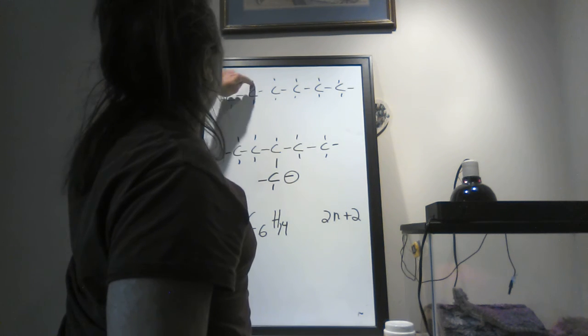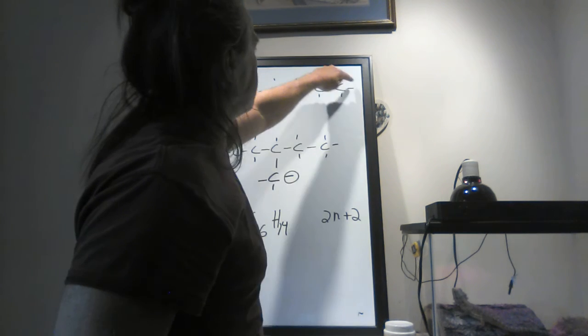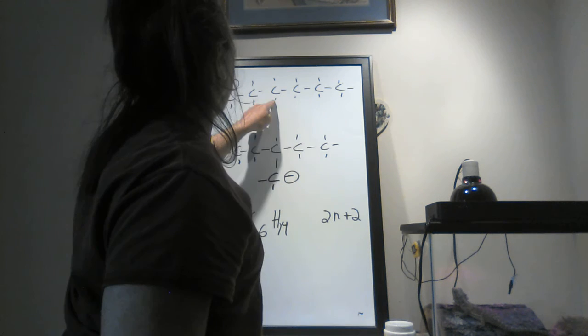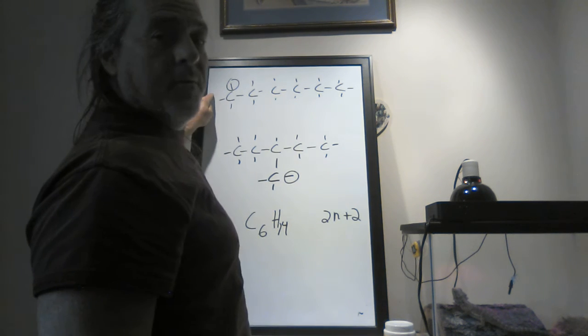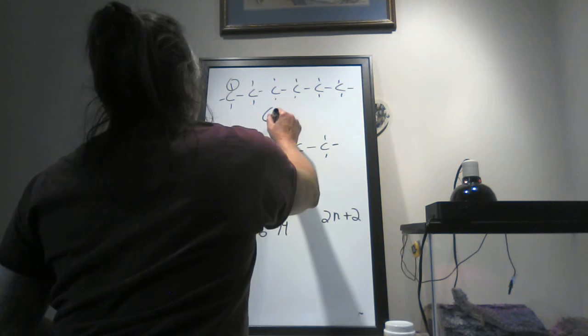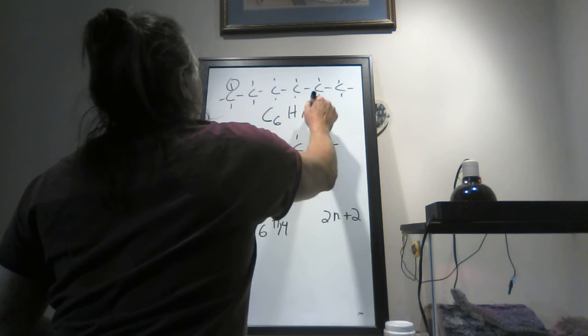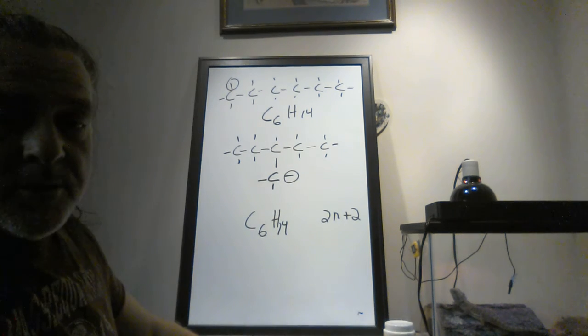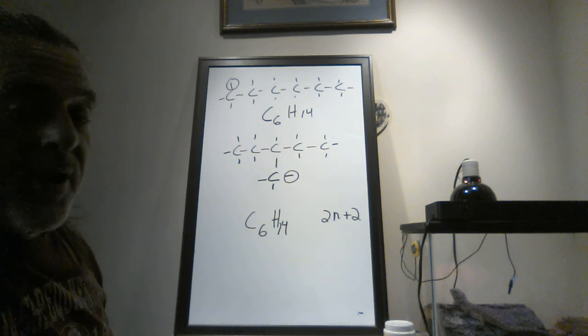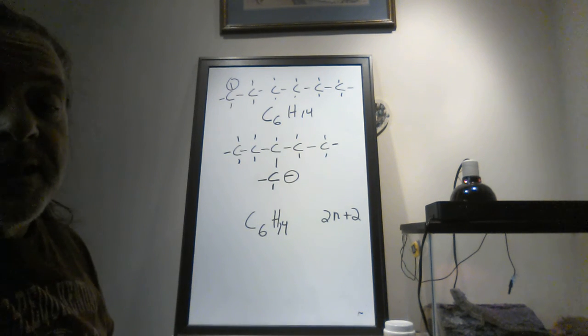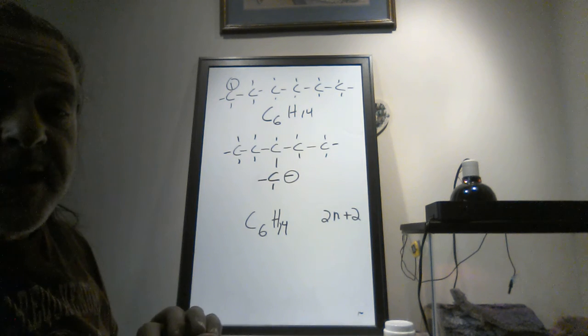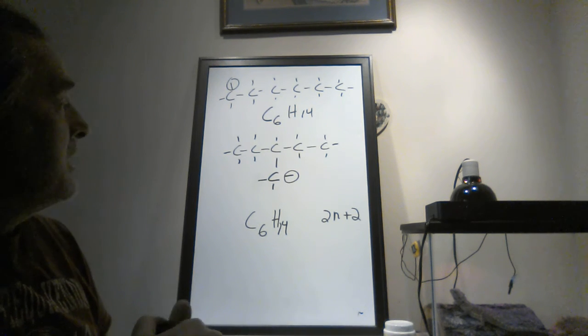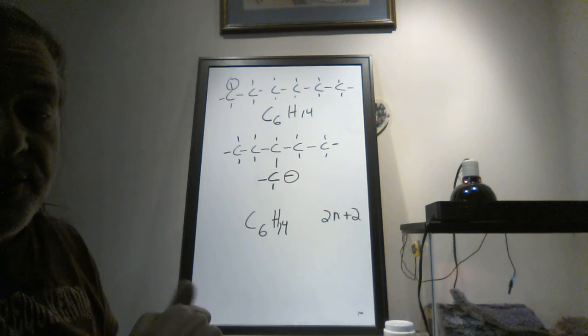I'm going to start with this one here. 1, 2, 3, 4, 5, 6, 7, 8, 9, 10, 11, 12, 13, 14. Still C6H14. Branched chain isomers of a hydrocarbon belong to the same homologous series and have the same numbers of hydrogens and carbons. Their structures are different. They behave differently. That's what makes them isomers.